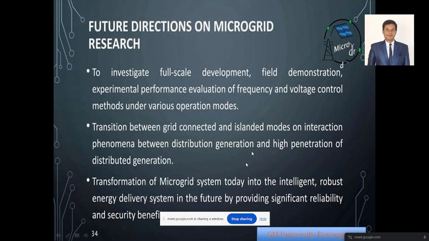So I'll just wind up the class. We are almost at the end of the 3 hours, so I'll try to finish up. Try to make the transformation of microgrids to become more intelligent. Try to use some AI in microgrids to make the system deliver faster, significantly more reliable, and more secure.